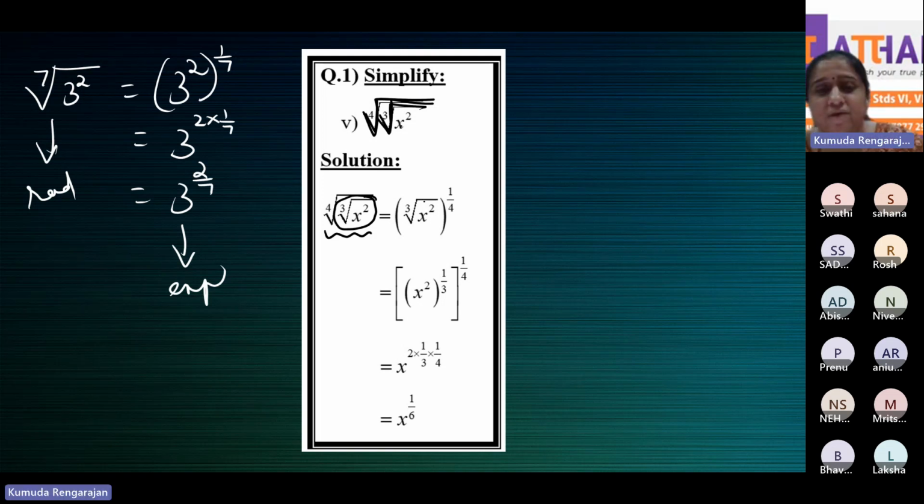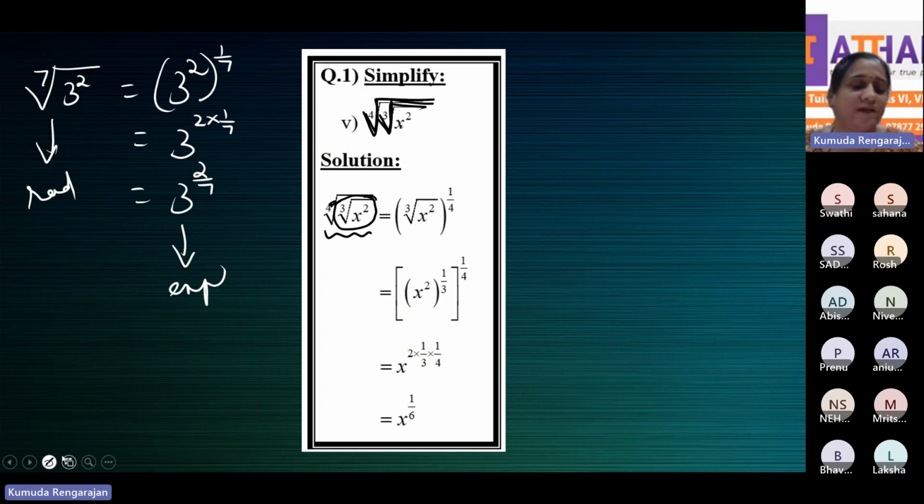Now, how do we simplify this? We start from the outermost radical. Like how you get the leaves out of a cabbage, you peel from the outermost. You start peeling from the outermost. Remove the outermost radical. So this fourth root becomes the power 1 by 4.